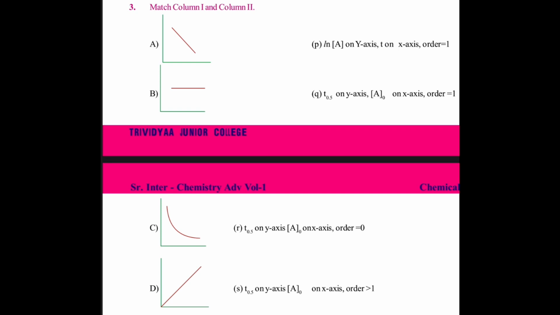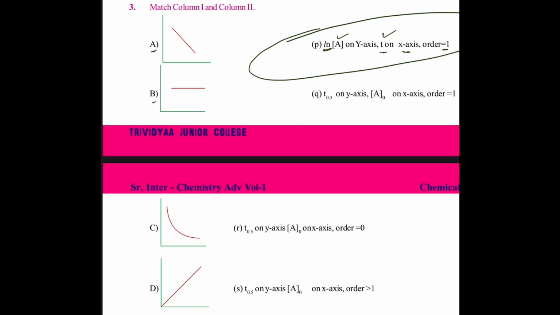Chemical kinetics matching questions. Very easy actually. So these will be useful for your advanced preparation. See, option A, it is continuously decreasing and it is a very good fit for this option: ln A on the y-axis and t on the x-axis when order is 1. It will be continuously decreasing. With concentration and time, if you are taking ln, natural logarithm, or log also you can take.